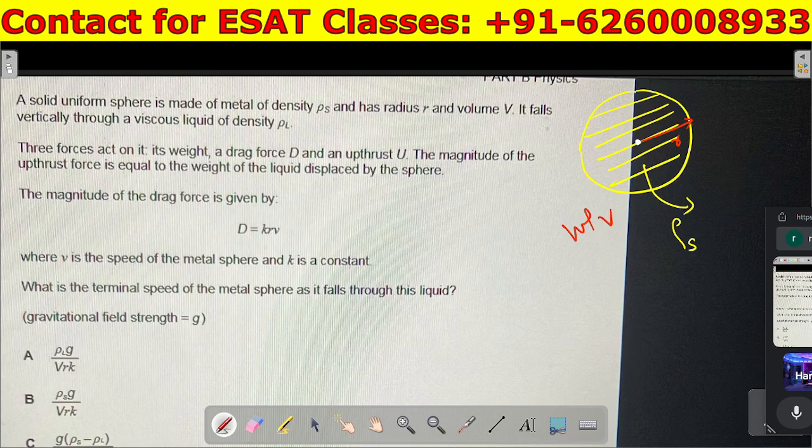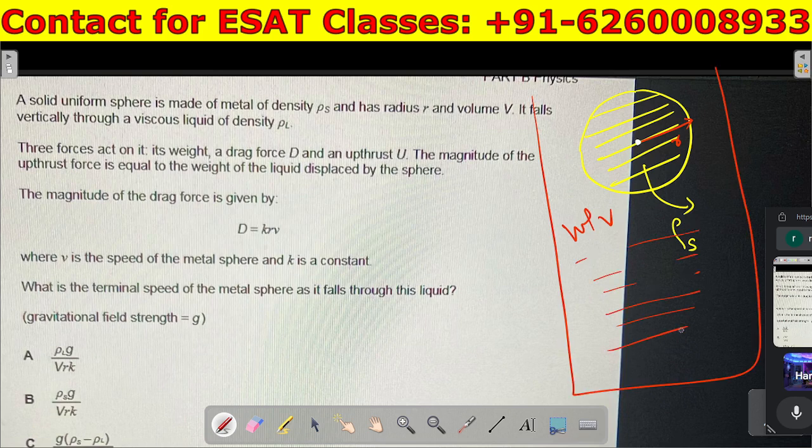It falls vertically through a viscous liquid of density rho l. So it is falling in a liquid which has a density rho l. Three forces act on it. First force is its weight, a drag force d, and an upthrust u. So there will be an upthrust u, there will be a drag force d, right?